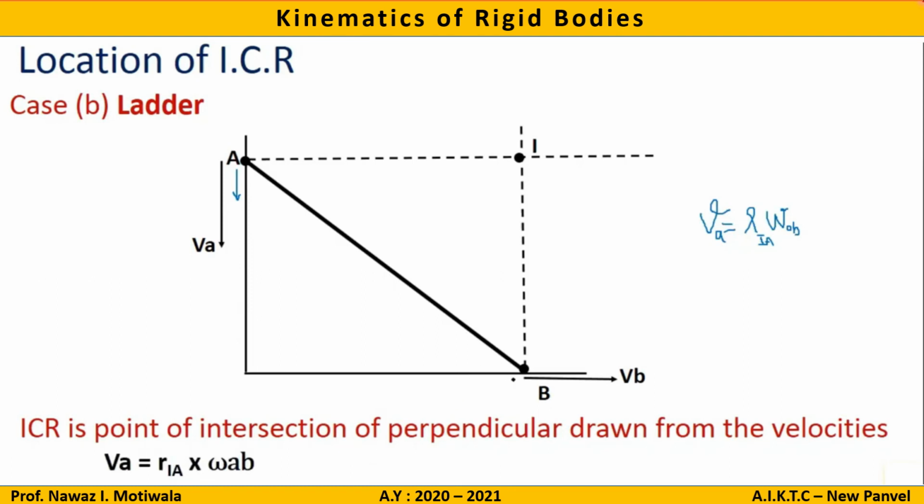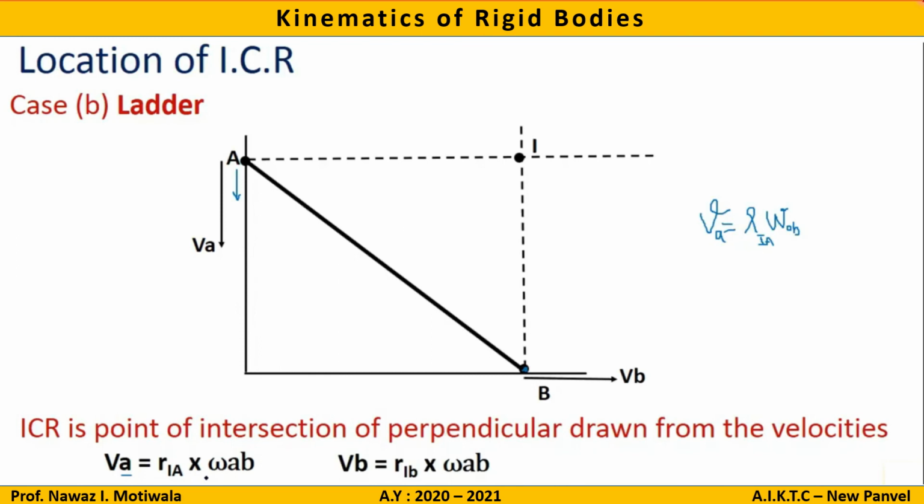Similarly, if I want to find out velocity at point B, what will be the change? The change will be just like this. A will become B. Now this distance will be from I, that is from instantaneous center of rotation, to point B. So my formula will now become VB is equal to RIB multiplied by omega AB.